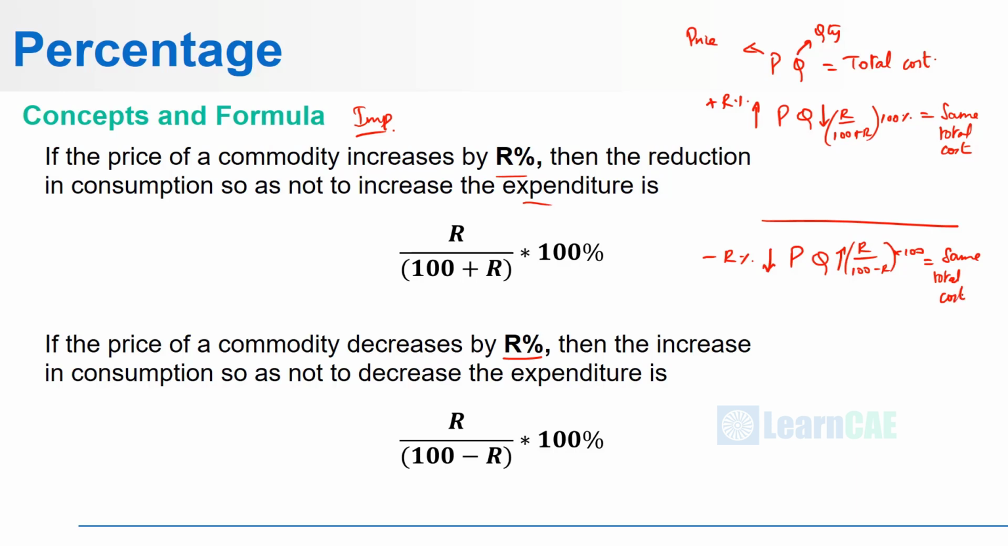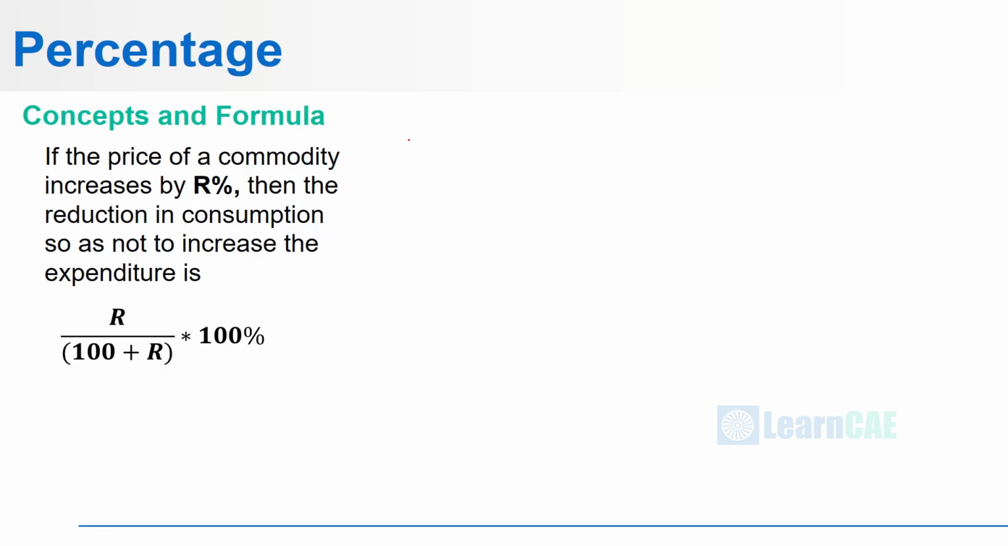So we can see when the price is increasing, we can reduce the consumption, and similarly when the price is decreasing, you can increase the consumption. Finally, we have to maintain the total cost the same. Now let us quickly see how this formula is derived.